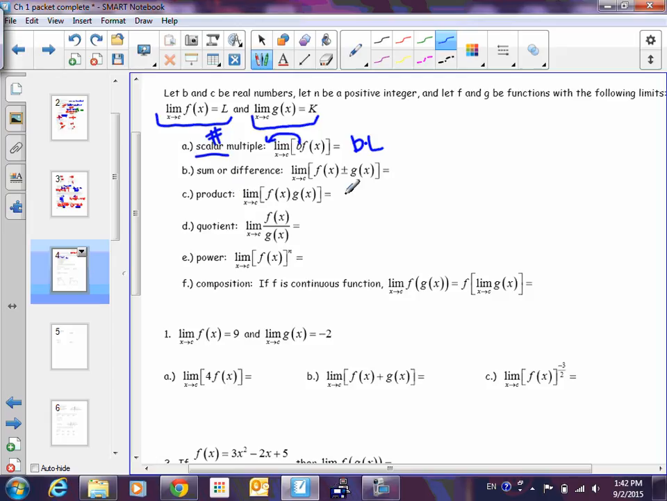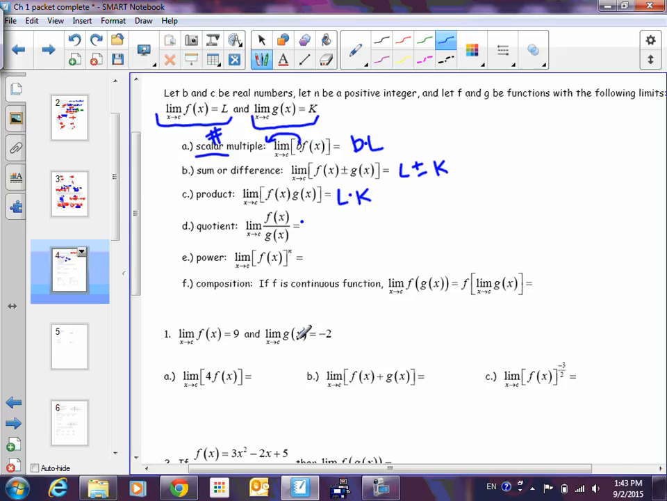Okay, sum or difference is going to work a similar way. Instead of adding and subtracting your functions and recalculating the limit, you're just going to add or subtract the two limits. It gets you out of doing work, these properties. Even if you were kind of lost right now, you could see a pattern. What do you think I'm going to write here for C, for the product? L times K.